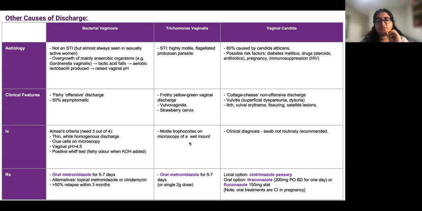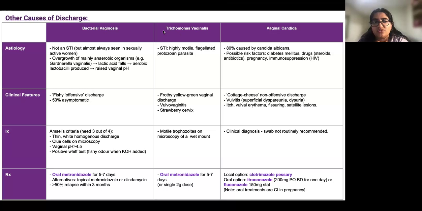And you don't necessarily need to do an investigation for it, but you can do a microscopy for it. It's also treated with the same thing that BV is treated with. So if in the previous SBA you weren't sure if it was trichomonas or BV, you would have ended up with the same answer anyway. In men, trichomonas can just present as urethritis, so discharge, pain while peeing, general STI-like symptoms.